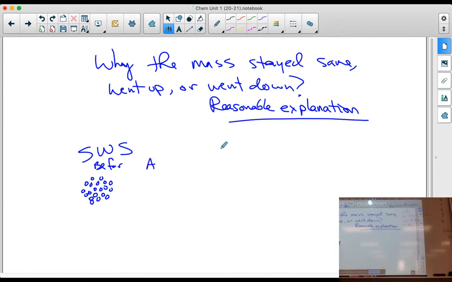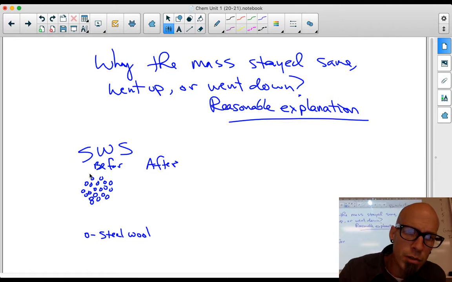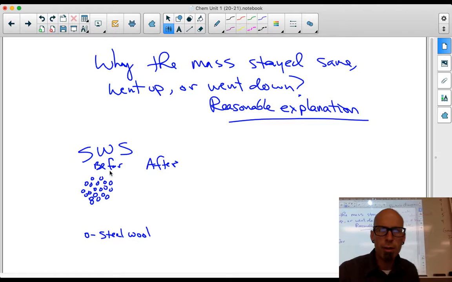You'll have an after picture as well. Now, I should probably have a little key here that says that my little circles here are steel wool particles. That way everybody knows that's what those are. Those are steel wool particles. It's a ball of steel wool. This is, maybe I could spell before correctly.